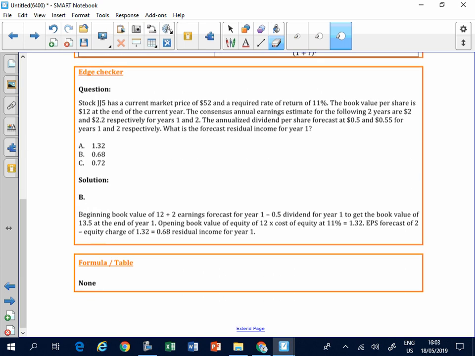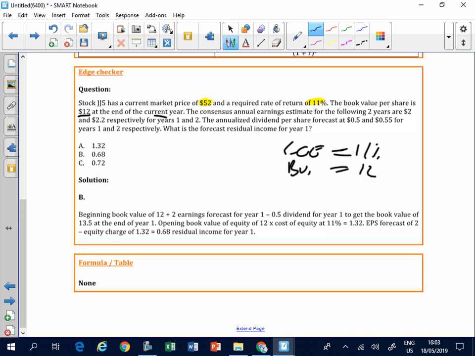Okay. Let's go through a question, guys, because the more we practice this, the better we will understand it. A stock has a current market price of 52 and a required rate of return of 11%. That's your cost of equity. So cost of equity equals 11%. The book value per share is 12 at the end of the current year. So book value is equal to 12. I assume it's B0, sorry.